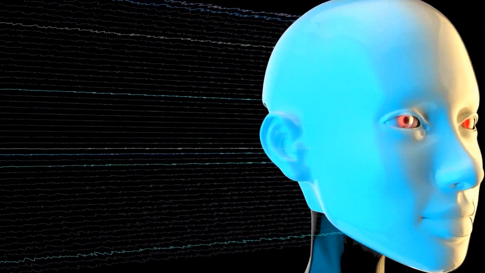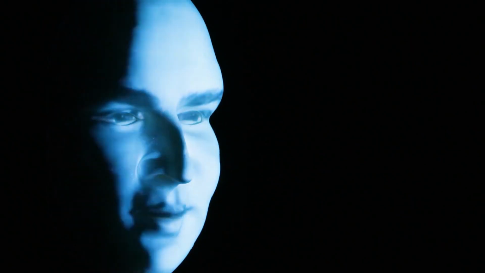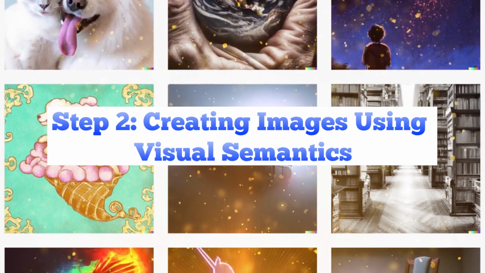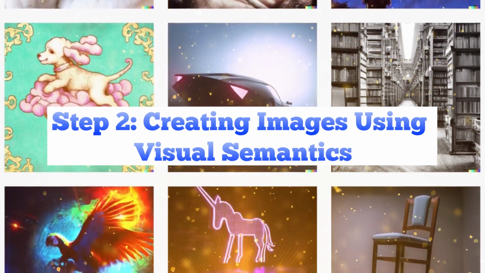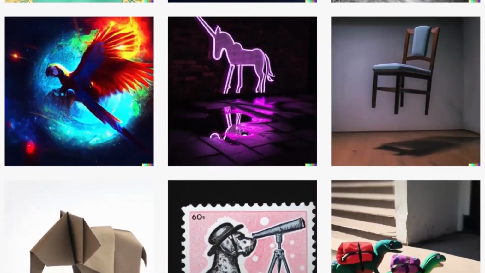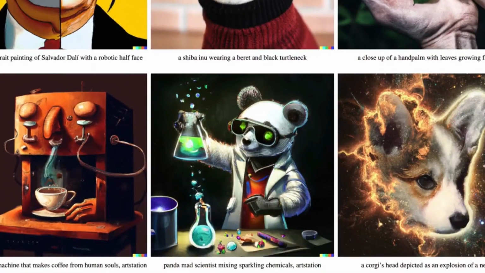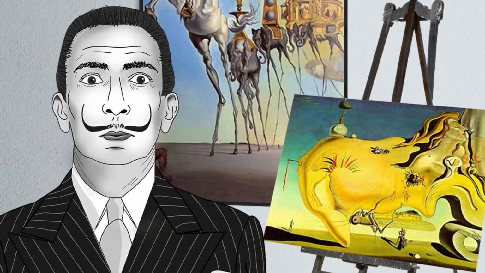CLIP is important to DALL-E 2 because it ultimately determines how semantically related a natural language snippet is to a visual concept, which is essential for text-conditional image generation. Step 2. Creating images using visual semantics. The CLIP model is frozen after training, and DALL-E 2 moves on to the next task of learning to reverse the image encoding mapping that CLIP just learned.